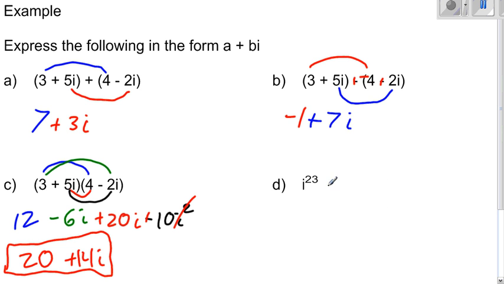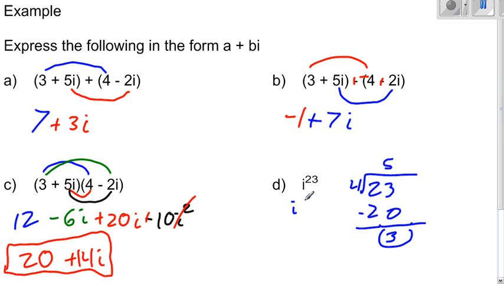For this last one, we have i to the 23rd. So I said before, all that matters is the remainder. So if we divide 23 by 4, 4 doesn't go into 23, but it does go into 20, so that's 5. 5 times 4 is 20. Subtract, we get 3. So 3 is our remainder, which means this is the same as i to the third, which you should know is negative i.